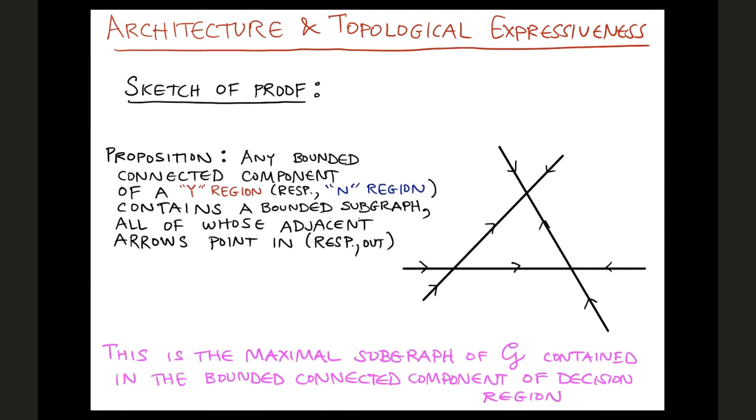Now one thing that you can prove in a pretty straightforward way is that any bounded connected component of a decision region contains a bounded subgraph, all of whose adjacent arrows point in or out, depending on whether it's the yes region or the no region. So the idea here, of course, is you're really thinking of this as being like a skeleton of a Morse function. This is like a piecewise linear version of a Morse function.